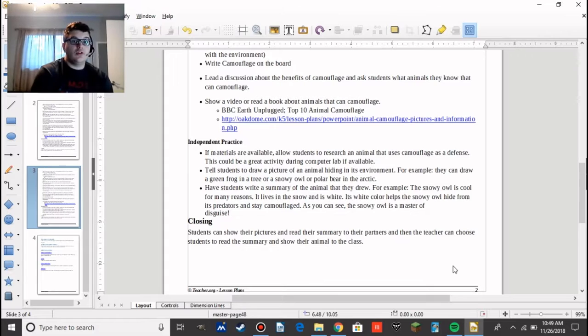And with the groups of 5, it could be, hey, here are our snowy owls. Here's the summary. This is so cool. Here is our polar bear. Here's our summary. This is so cool.